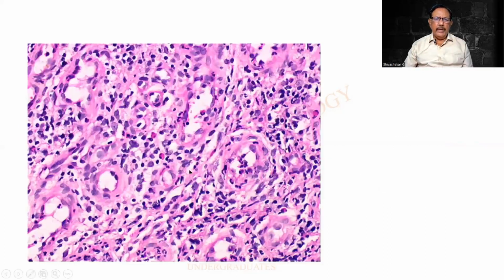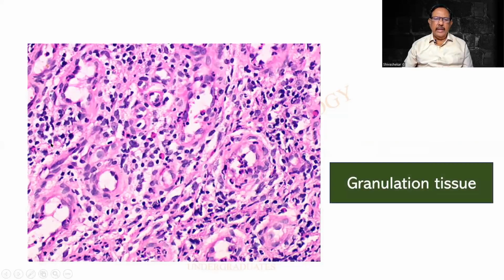I would like you people to again identify. This is a capillary, plump endothelial cell. This is a stroma containing the fibroblasts, and they are all lymphocytes. Look at this round, well demarcated cell, the lymphocyte. So it is a granulation tissue.